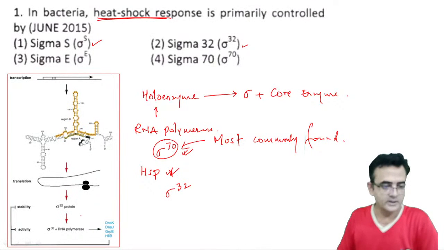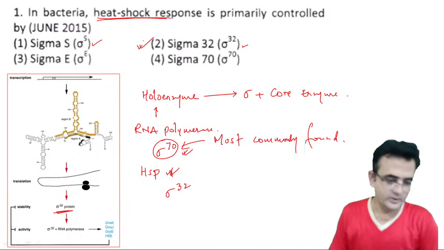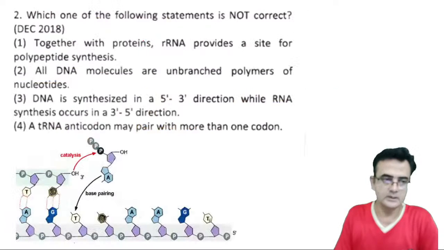Here in this figure you can see the sigma 32 protein, and this sigma 32 along with the core enzyme forms the holoenzyme. So the correct answer here is sigma 32. Yes, Dhruvi, you are correct. Good.